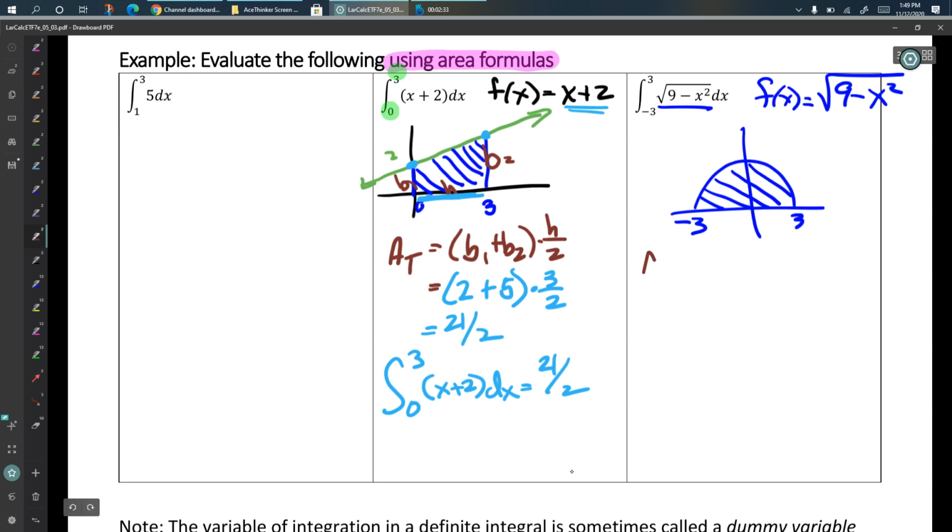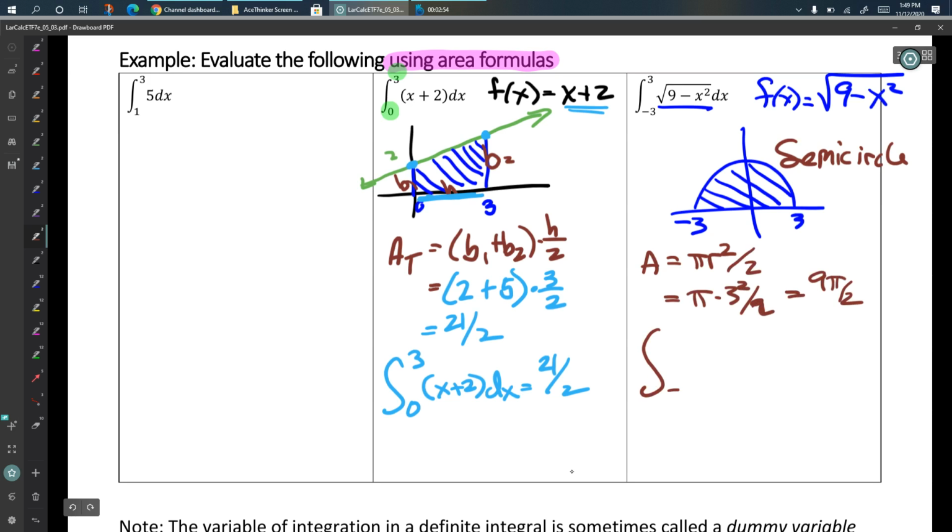Well, if the area formula for a circle is pi r squared, then the area formula for a semicircle is going to be pi r squared over 2. Or pi times 3 squared divided by 2, 9 pi over 2. So the integral from negative 3 to positive 3 of the root of 9 minus x squared dx is 9 pi divided by 2.